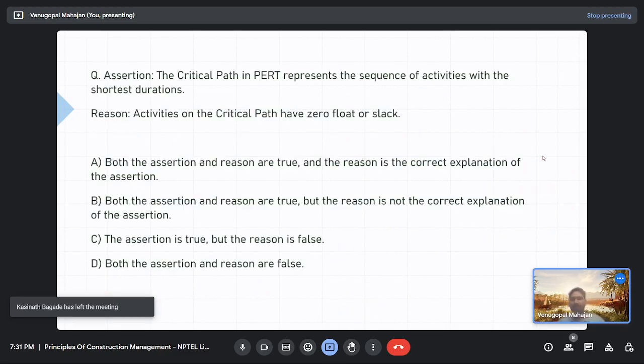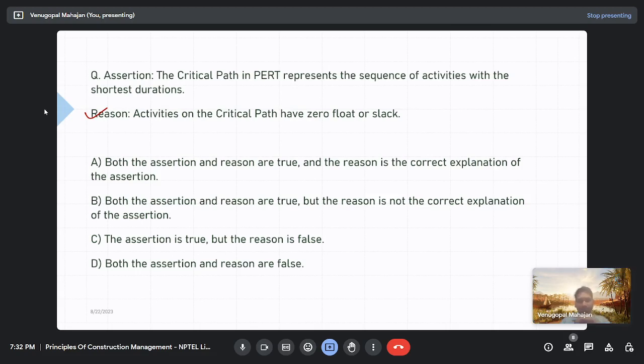But coming here, assertion: the critical path in PERT represents the sequence of activities with shortest durations. Reason: activities on the critical path have zero float or slack. So reason is true enough. What about assertion? Is it true? Is it false? Both the assertion and reason are true, and the reason is the explanation for the assertion. Which one, A or B? Okay, it does not represent the sequence of activities with the shortest duration. So assertion is false. So your answer becomes, there is no such option here, right? E, assertion is false.